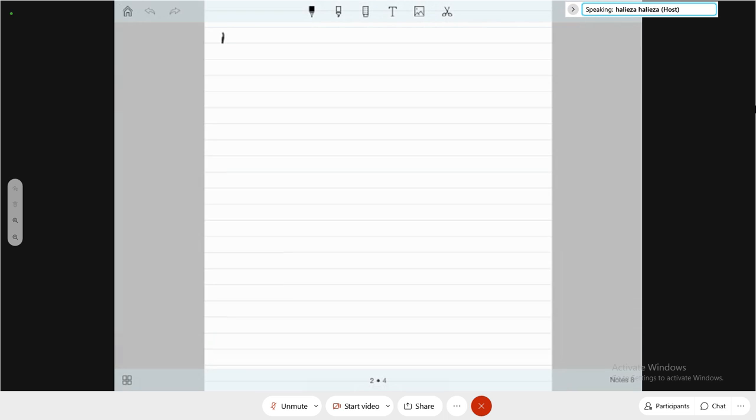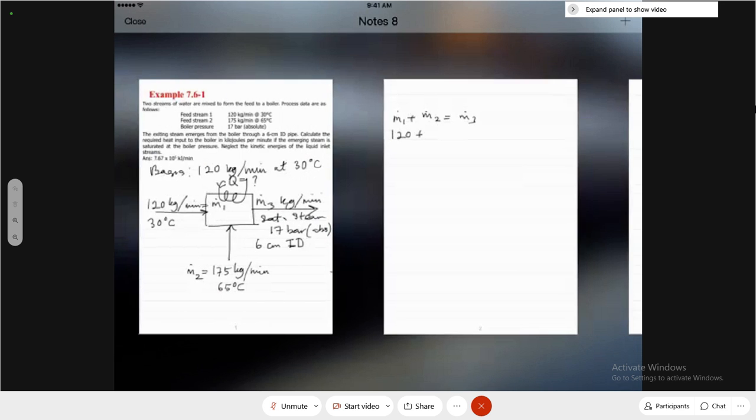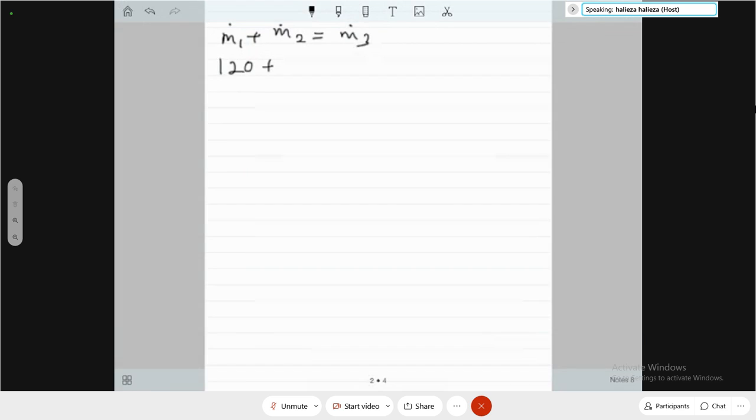M1 plus M2 equals M3, with the dots for mass flow rate. M1 just now is supposed to be 120. M2, what was it just now? Somebody give me the value. 175. Yeah, 175 equals M3. So if you total it up, it should come to 295 kilogram per minute. So now you already have your material balance. Okay, let me tidy that up.